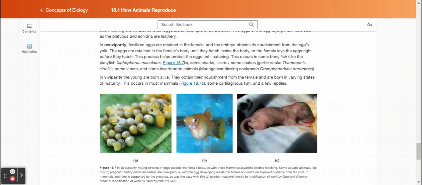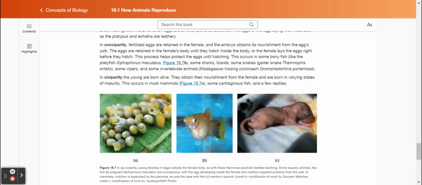In ovoviparity, fertilized eggs are retained in the female, and the embryo obtains its nourishment from the egg's yolk. The eggs are retained in the female's body until they hatch inside the body, or the female lays the eggs right before they hatch. This process helps protect the eggs until hatching.